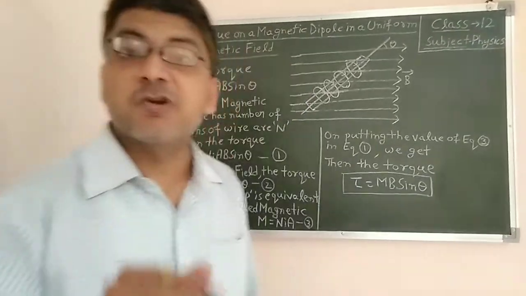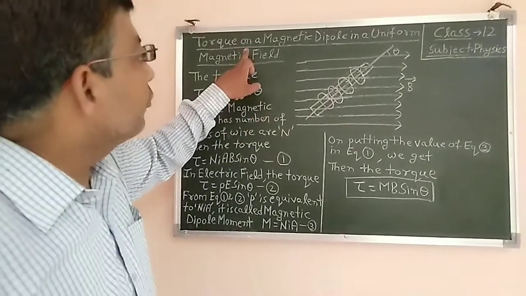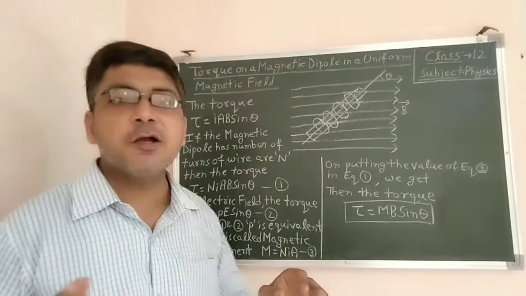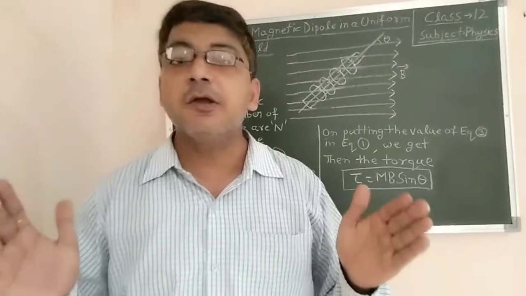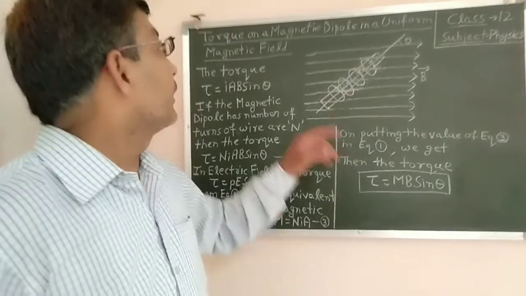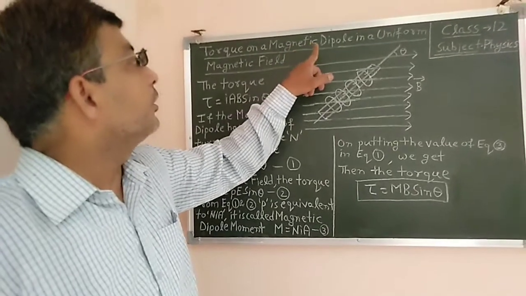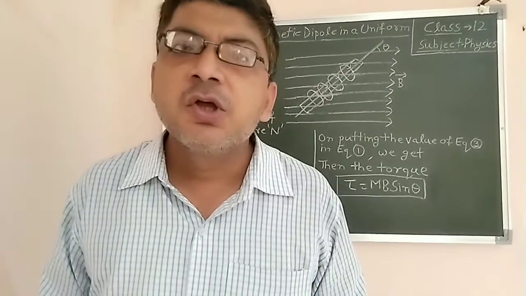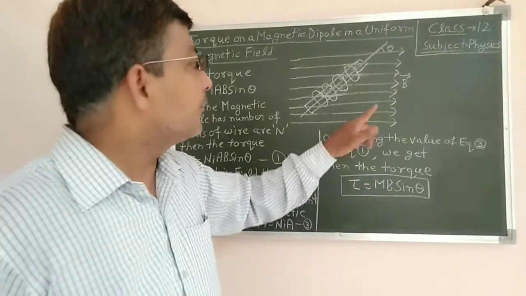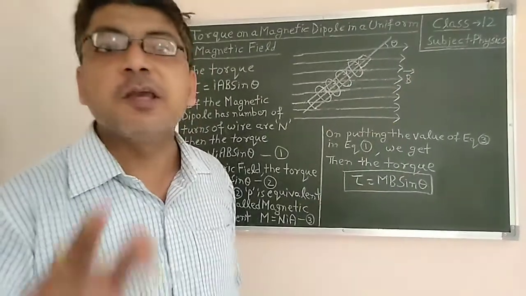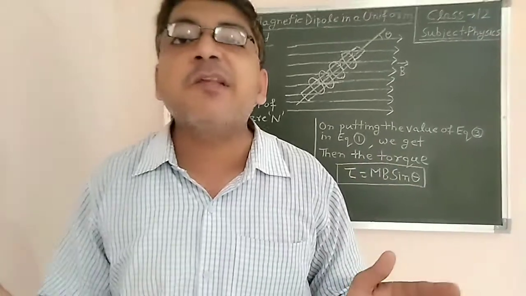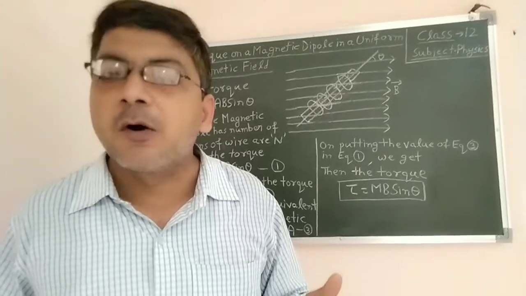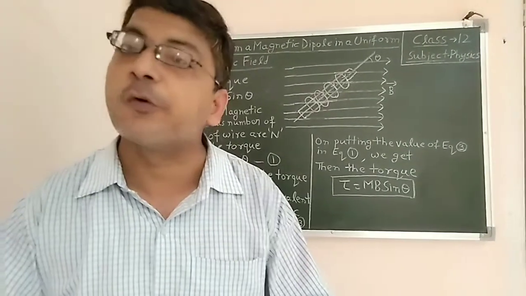What is the derivation? Derive an expression of torque on a magnetic dipole in a uniform magnetic field. Again, clear. Derive an expression of torque on a magnetic dipole in a uniform magnetic field. Then this is the magnetic field B. But before starting the derivation, I tell you about what is a magnetic dipole.